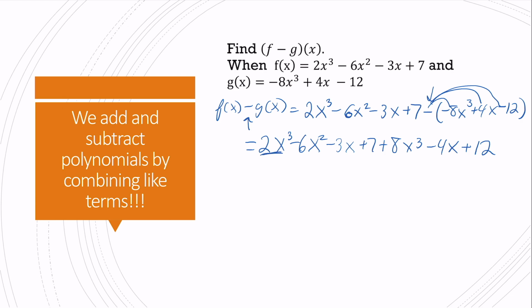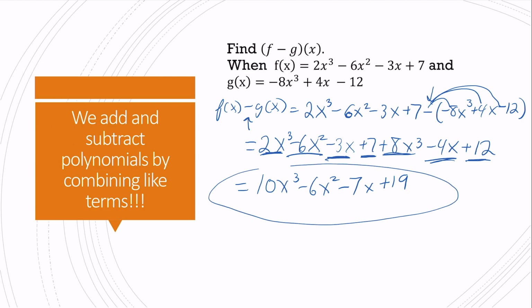I've got 2x cubed plus 8x cubed. That gives me 10x cubed. I have negative 6x squared as my only x squared term. I now have negative 3x minus 4x. That becomes a negative 7x. And I have 7 plus 12. That becomes a positive 19. So the difference of these two functions would be defined by this polynomial.